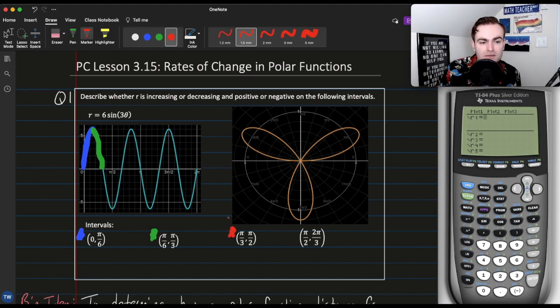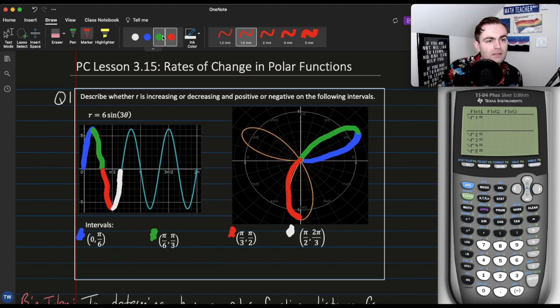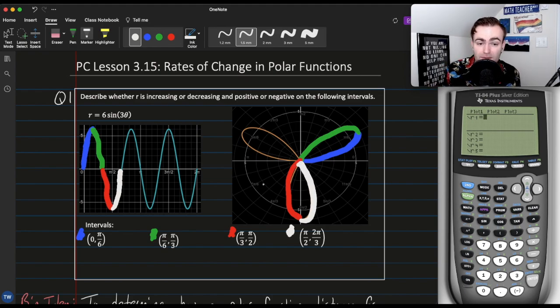The next one is going from the pole to the tip of the second petal. And then we are returning back from the petal to the pole. If I want to color code this, it would look like this, then this, then this, then this. So that's essentially what is going on there.